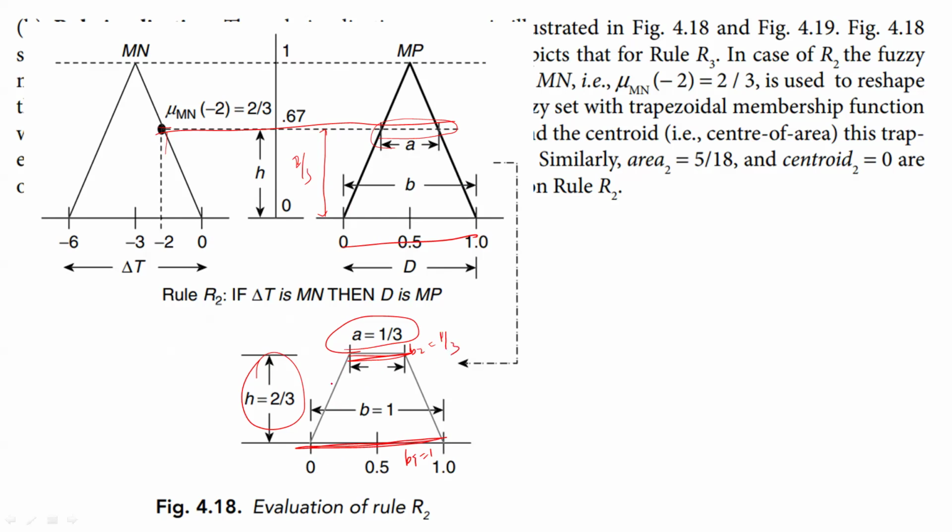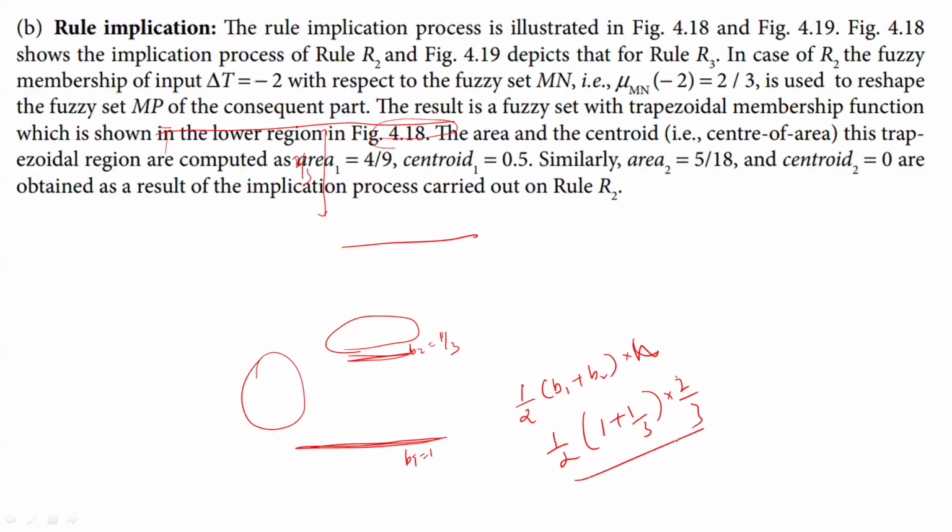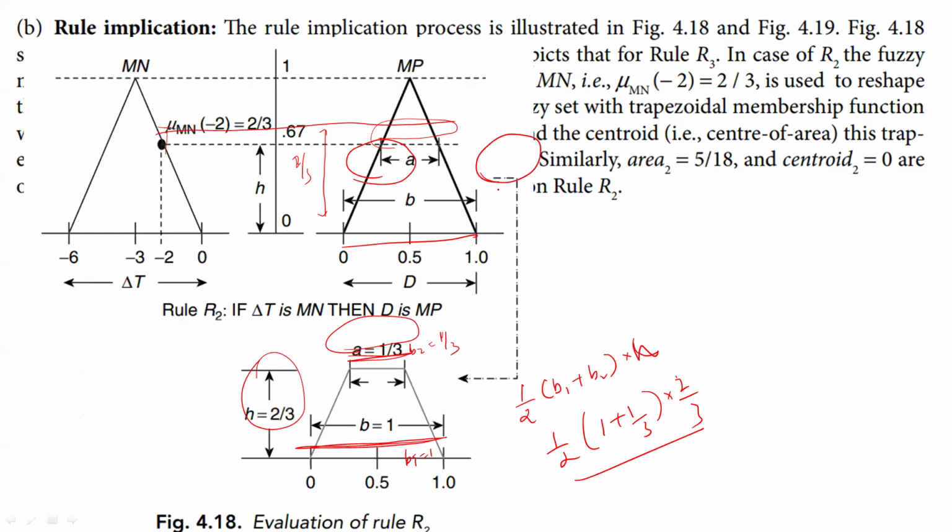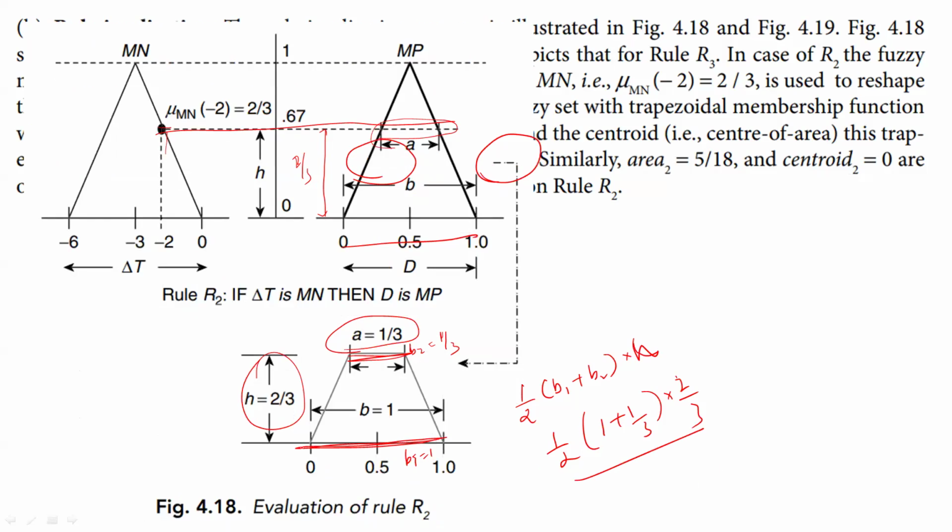Now it is easy for us to find the area and the centroid of this. The area of this trapezoid is basically 1 by 2 into (B1 plus B2) into the height H. That is 1 by 2 into (1 plus 1 by 3) into the height, 2 by 3. When you finally work it out, you get the answer as 4 by 9, and the centroid you get as 0.5. The centroid is basically this endpoint and this endpoint, divided by 2.